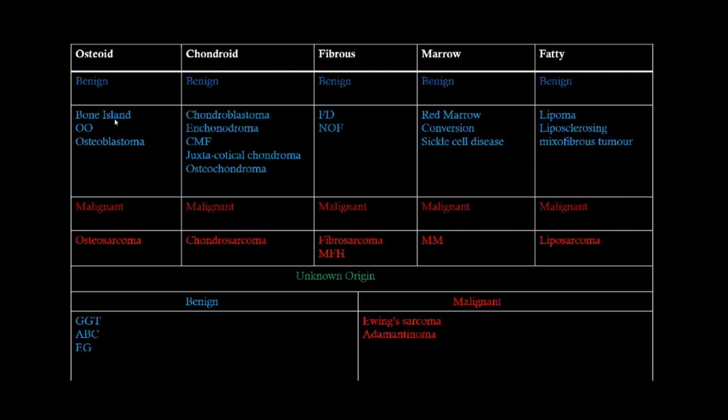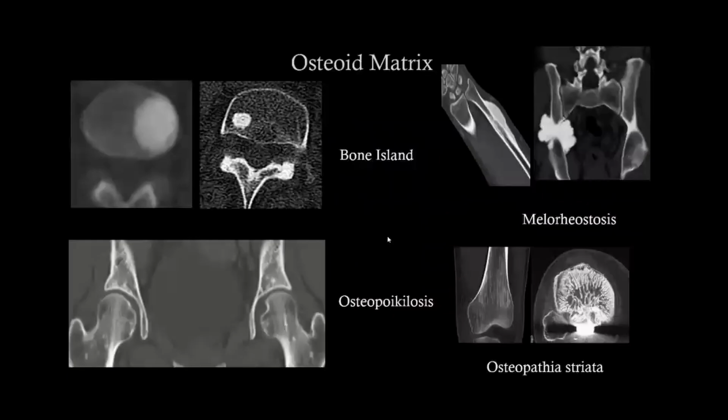Here are examples for the osteoid matrix, benign and malignant. Osteoid matrix benign: bone island, osteoid osteoma or osteoblastoma; malignant: osteosarcoma. Chondroid: chondroblastoma, and the malignant chondrosarcoma. Fibrous: fibrous dysplasia and non-ossifying fibroma; in malignancy, fibrosarcoma, malignant fibrous histiocytoma. The marrow: benign could be red marrow conversion or sickle cell disease; malignant multiple myeloma. Fatty: when benign, it's lipoma, and when malignant, liposarcoma. And the unknown matrix, unknown origin: when malignant, Ewing sarcoma, adamantinoma; and benign, giant cell tumor, aneurysmal bone cyst, and eosinophilic granuloma.